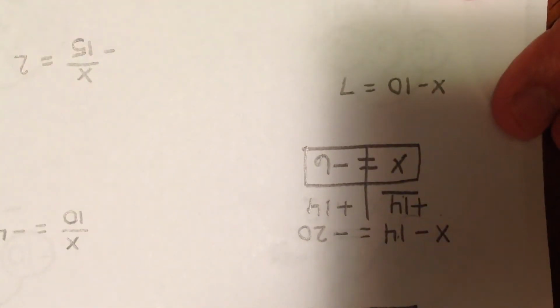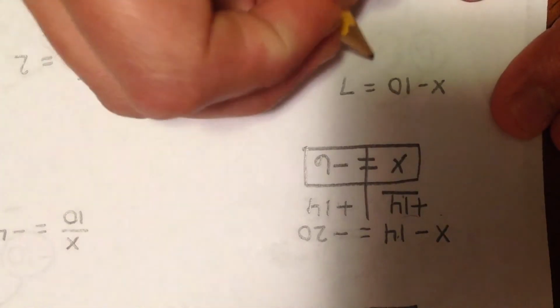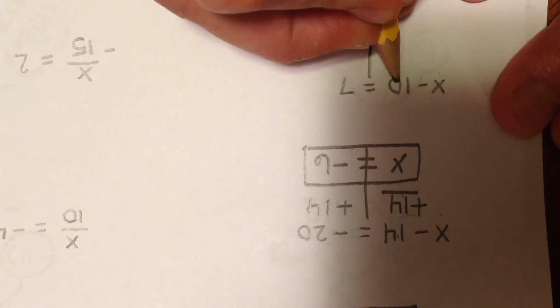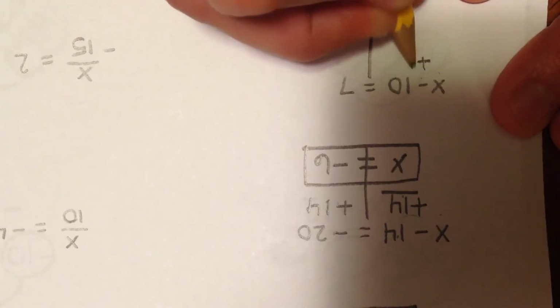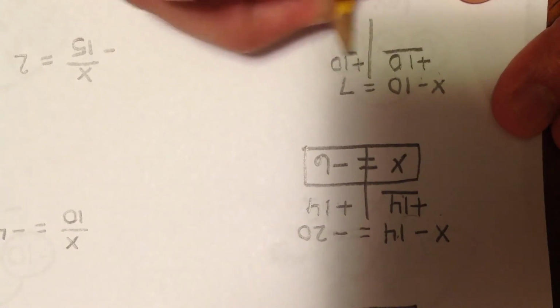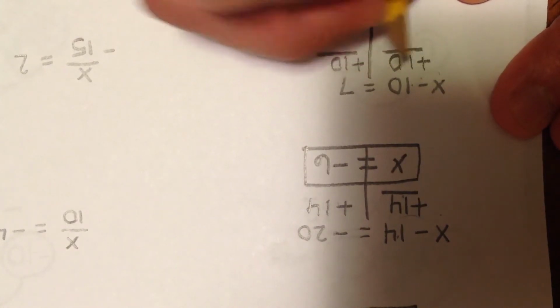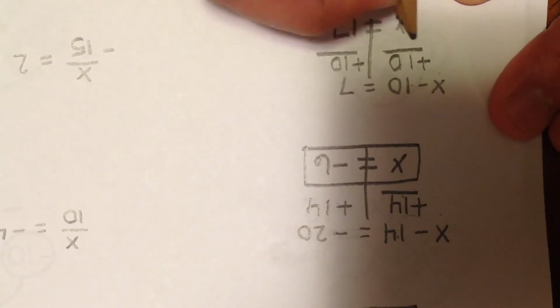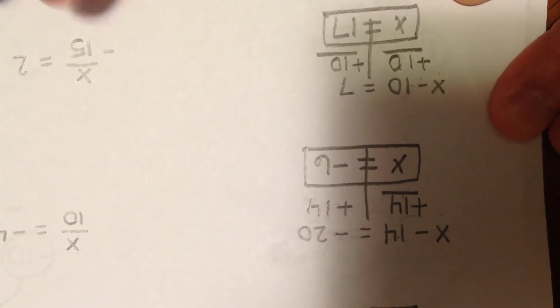The next equation is x minus 10 equals 7. Again, I want to isolate the variable x. The operation is subtraction. I want to use the inverse operation, which is addition. I will add 10 to both sides. Negative 10 plus 10 is a 0 pair, leaving me only with x. And 7 plus 10 equals 17. x equals 17 in this case.